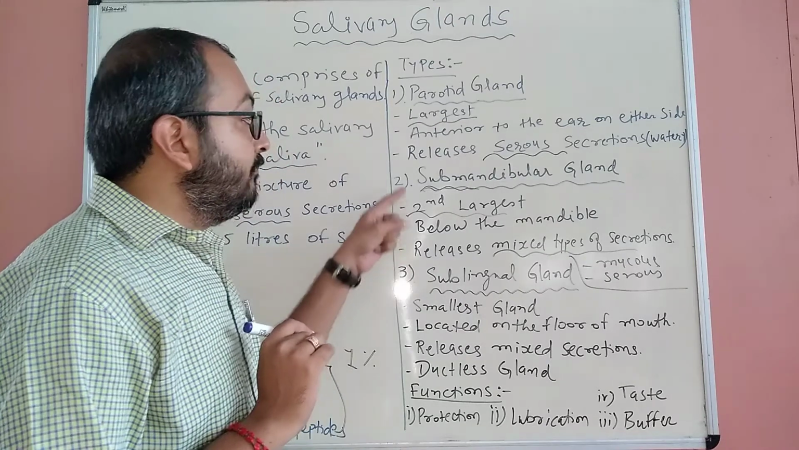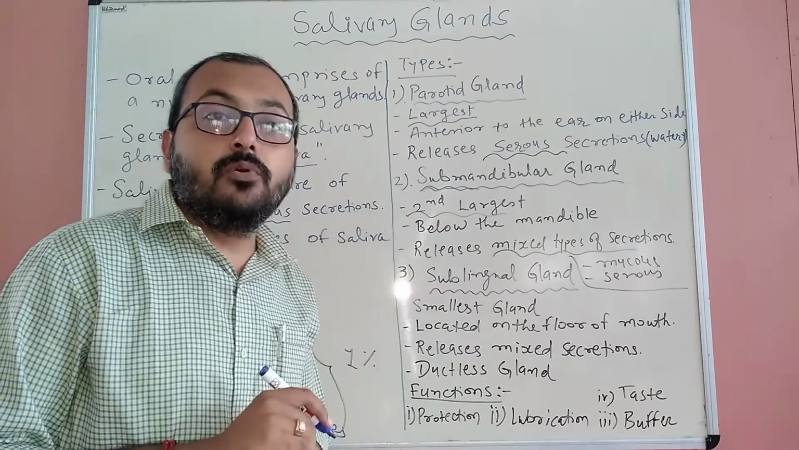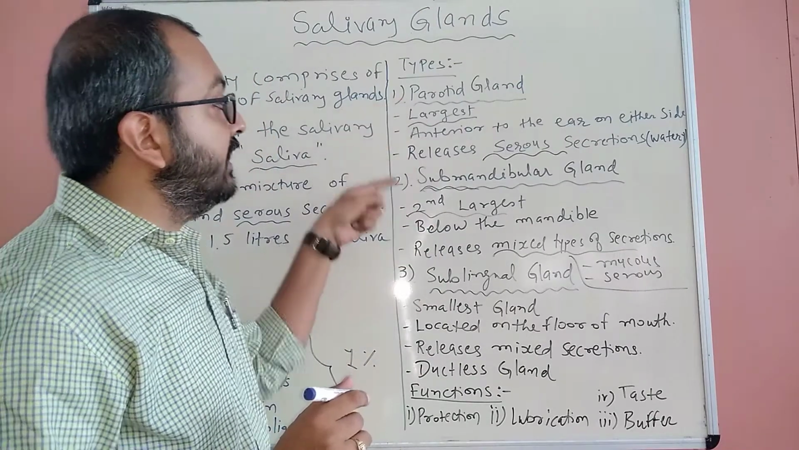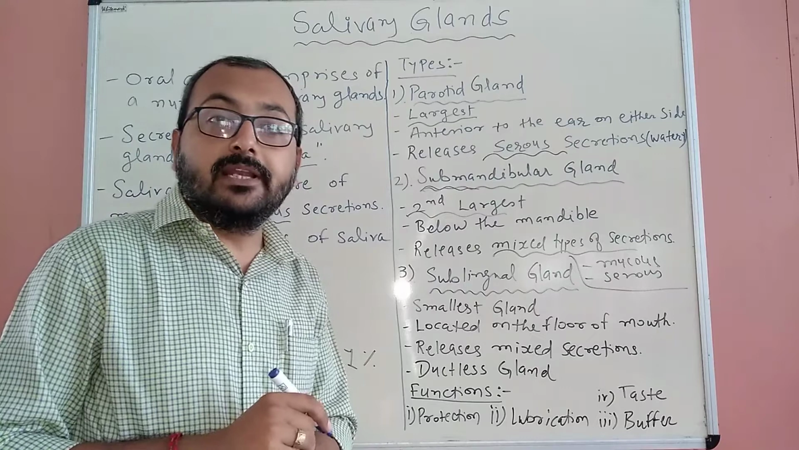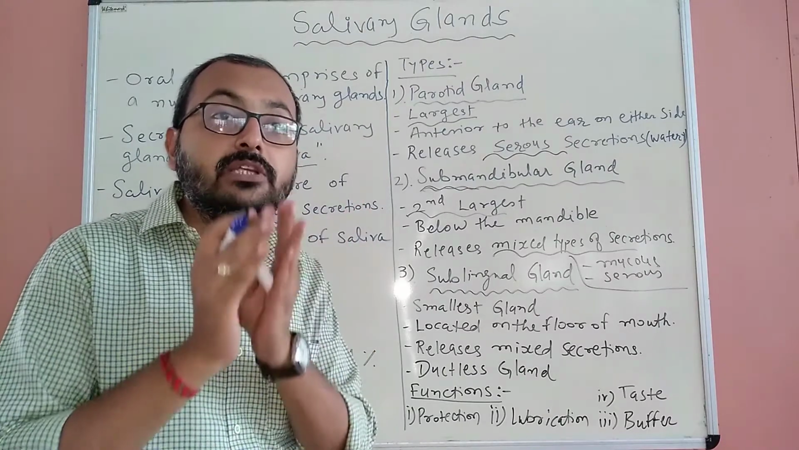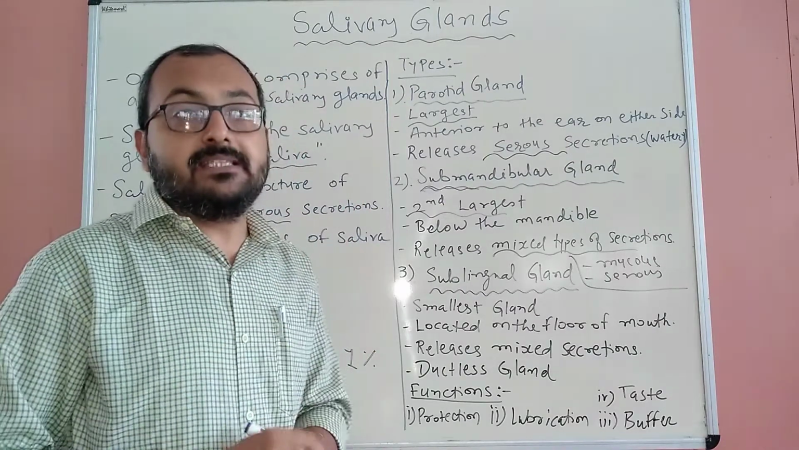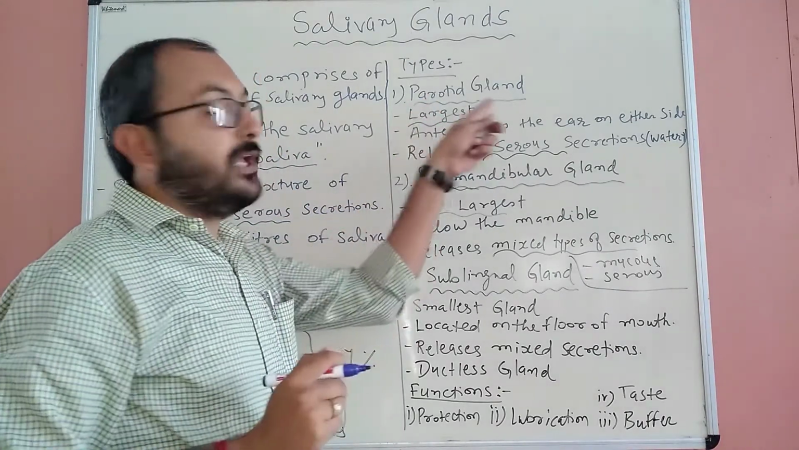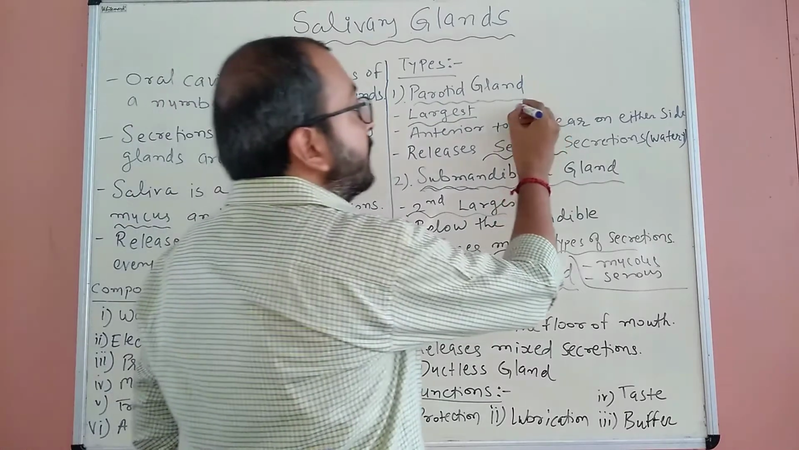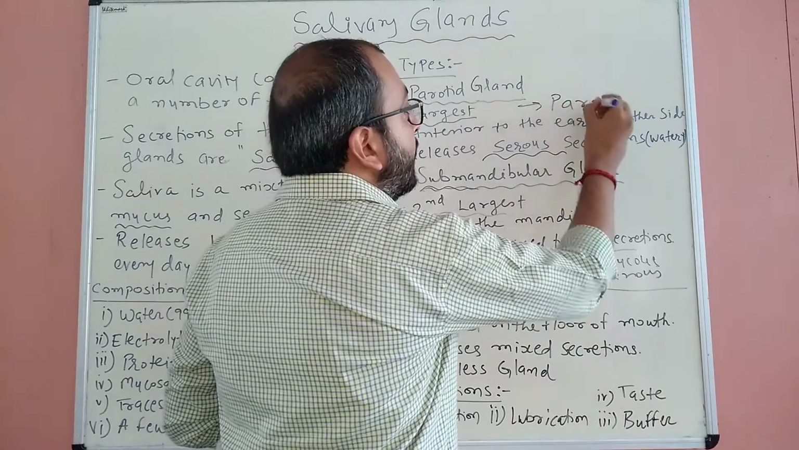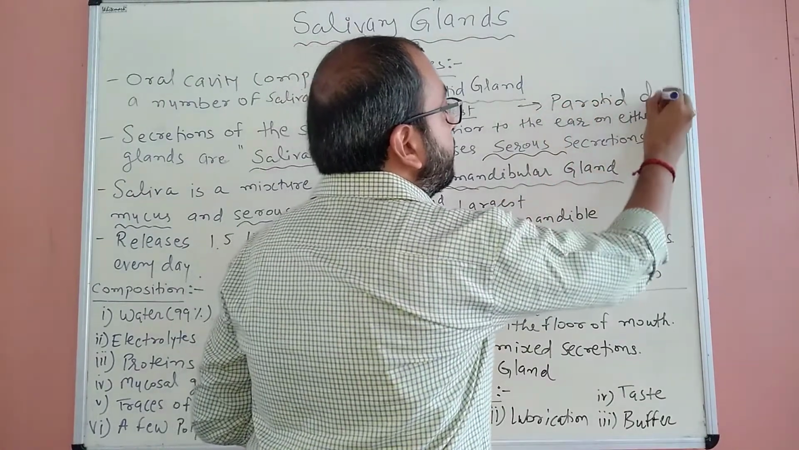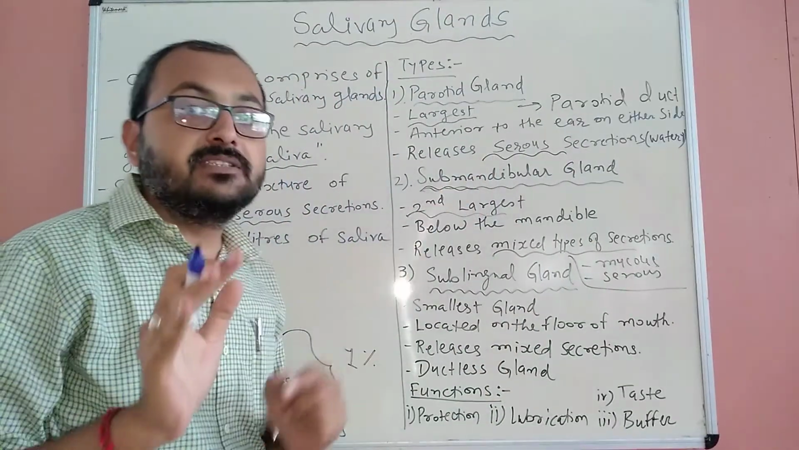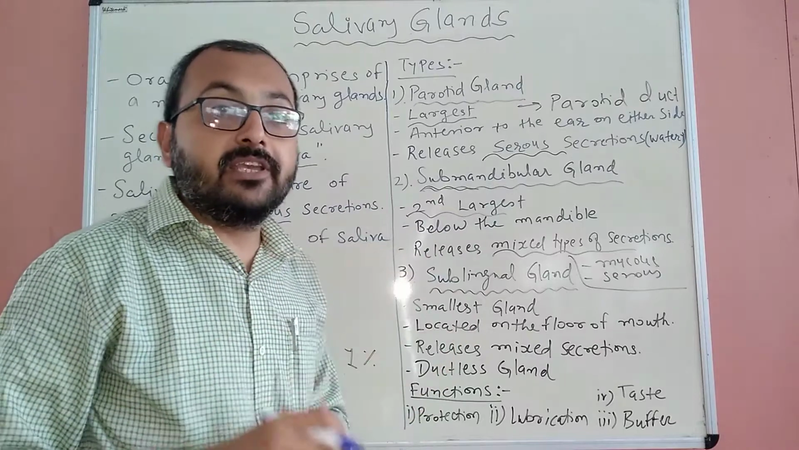So now, how exactly will it be poured into the oral cavity? See, in these two cases, that is the parotid gland and the submandibular gland, they have their own openings. Suppose for the parotid gland, there will be the presence of the parotid duct, which carries the serous secretions into the oral cavity.